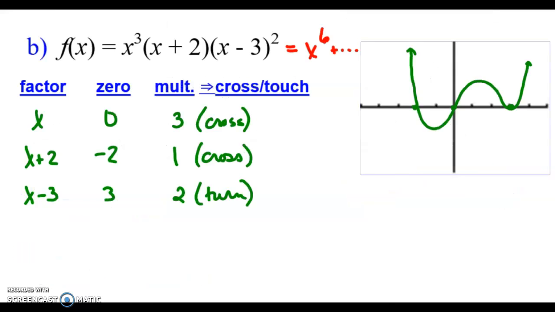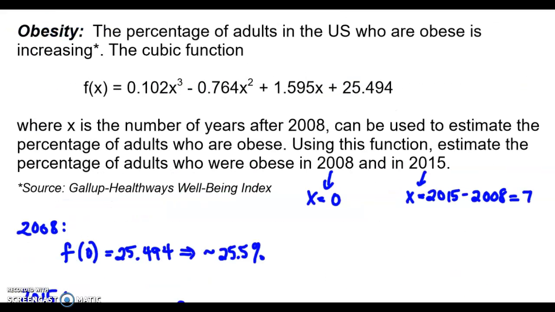Let's take a look at another example. Obesity. So the percentage of adults in the US who are obese is increasing, unfortunately, and they found a cubic function that kind of models that data. And the data started in, it says, 2008. Okay, so we want to use this particular function. X is the number of years after 2008, and the answer is the percentage of people who are obese.